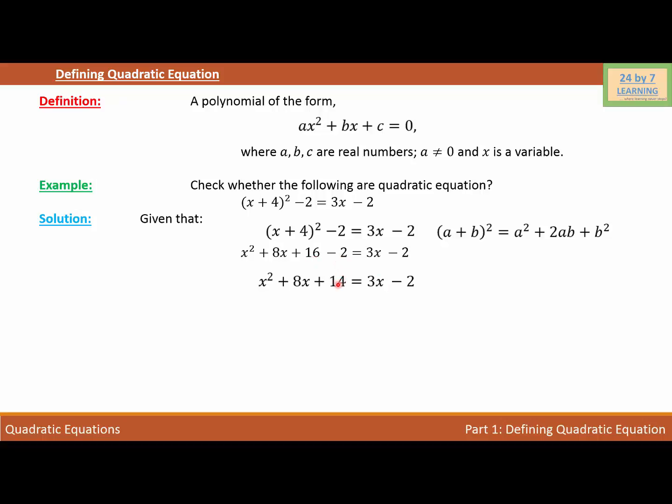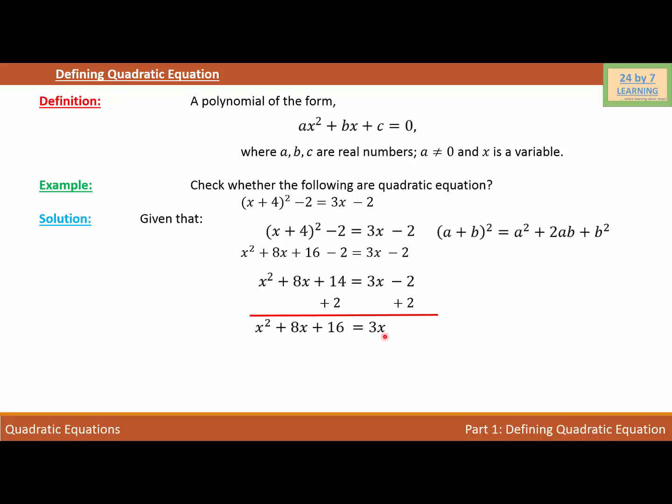Now I want to add 2 on both sides so that I can bring this 2 to this side. So let's add 2 on both sides. And if I do that, this 2 is cancelled out and I will add 2 with 14. So I will write 14 plus 2, which is 16. So my expression will be x square plus 8x plus 16 is equal to 3x.